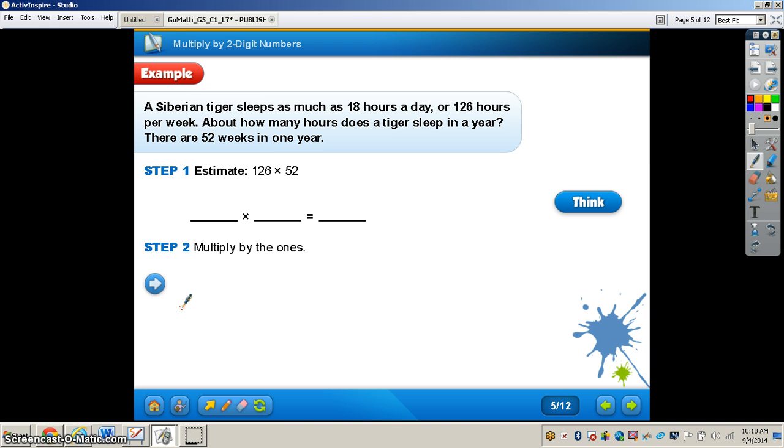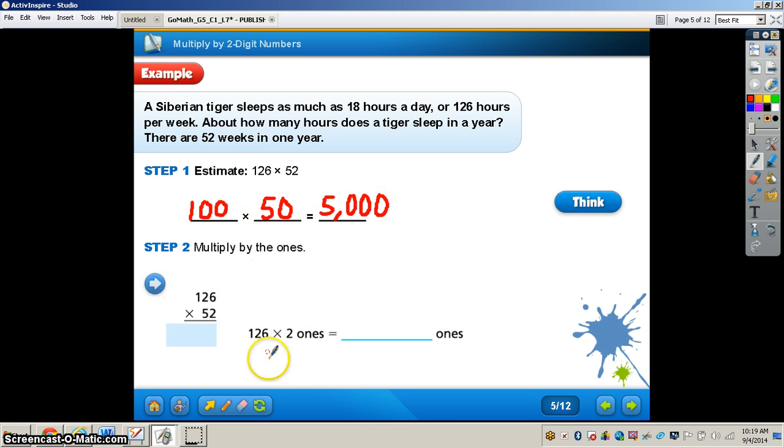So the first thing we're going to do is estimate it. Okay, so it says in your book, think 100 times 50. We rounded that 126 to 100, rounded that 52 to 50. That's going to give us 5,000. Okay, so that's our estimated answer. Now we're going to work through the problem.